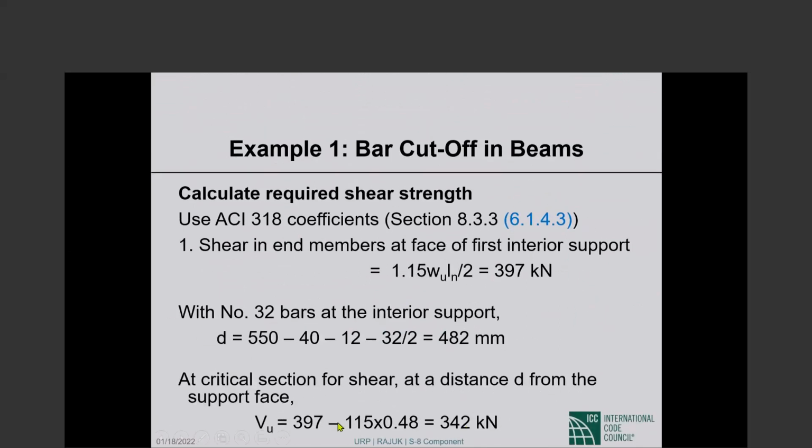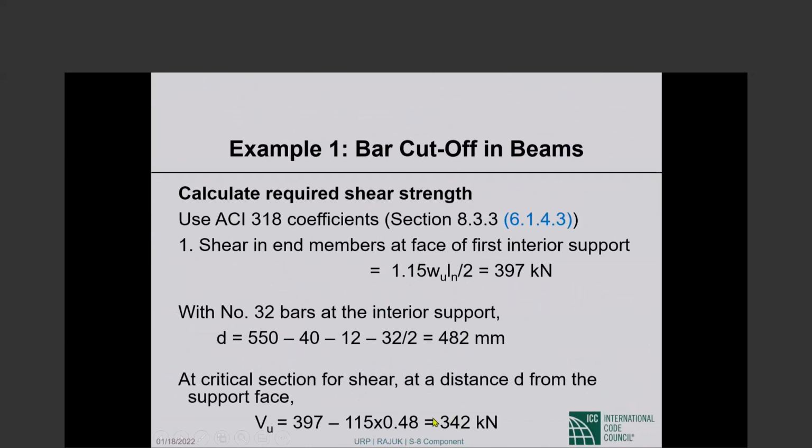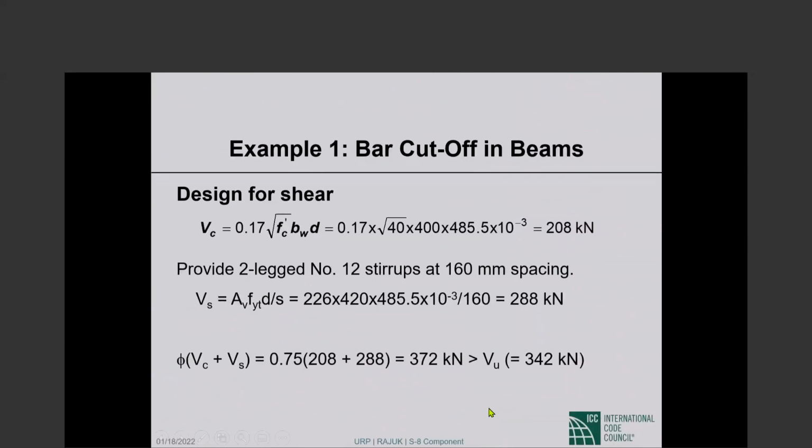So we have a required shear strength of 342. Concrete can carry 208. We said let us provide 2-legged number 12 stirrups at 160 millimeter spacing. That will give us a V sub S of 288 kilonewtons. So concrete can do 208, the 2-legged number 12 stirrups can do 288. Combined and reduced by the phi of 0.75 gives us 372 kilonewtons, which is greater than the 342 that we need to take at the critical section. So we have our flexural reinforcement, we have our shear reinforcement, 2-legged number 12 stirrups.